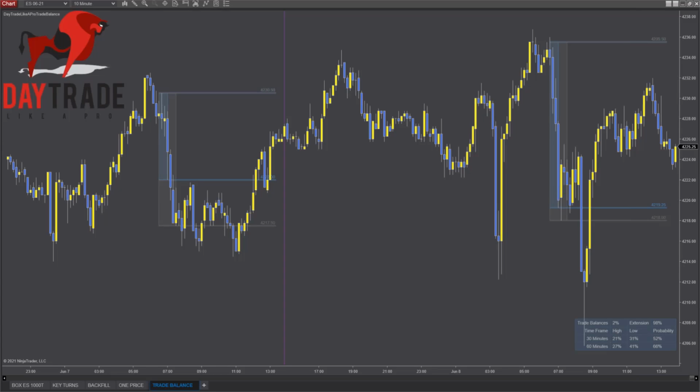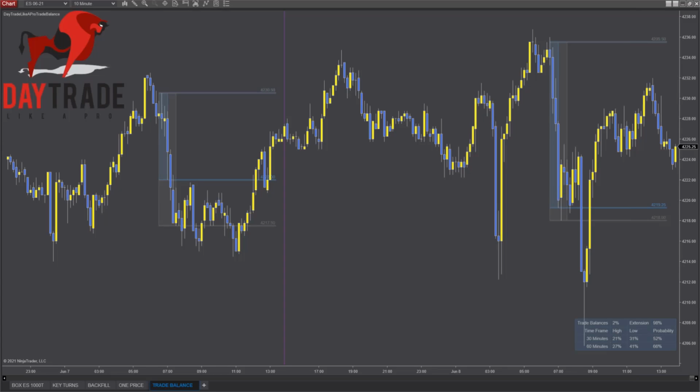But the one we're looking at right now, this is trade balance. This is nothing proprietary. This is really something that we built. We included it in the ProSuite. I mean, anybody could mark off the trade balance levels on their chart. That's pretty simple. What you don't have that this does have is all of the analytics. So we're going to jump into that in just a little bit and how to use the analytics.